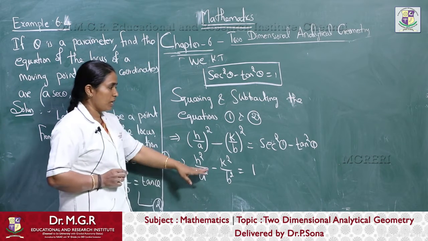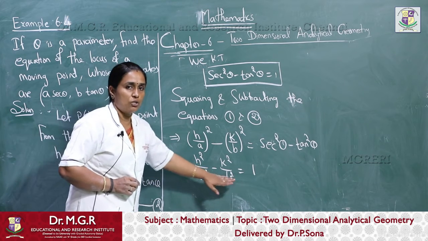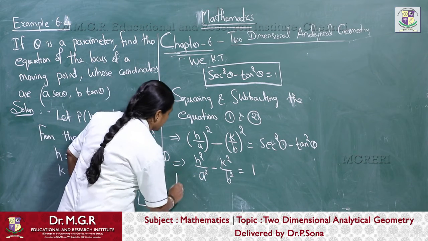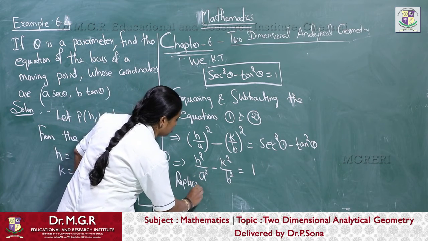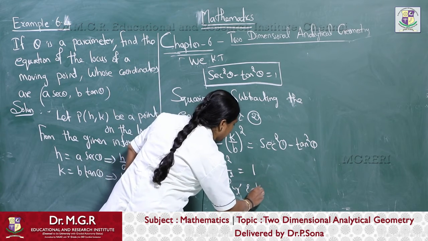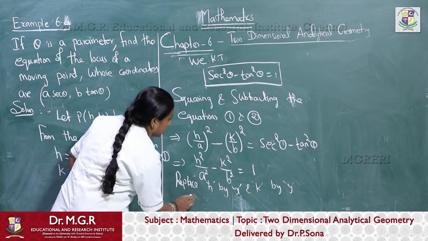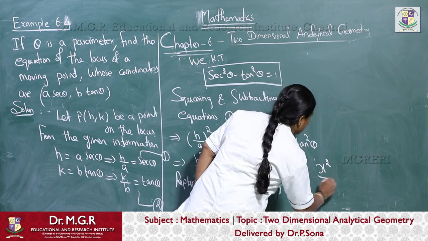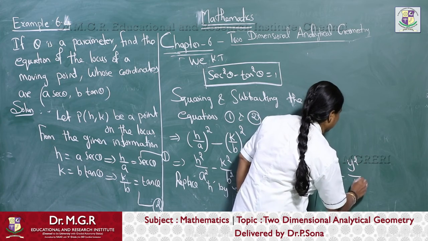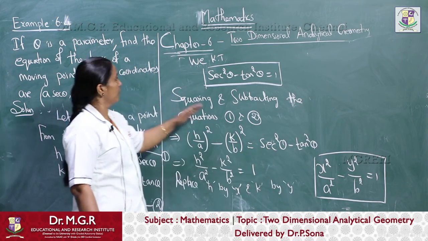Now we have eliminated the parameter theta, and we have the equation only in terms of h and k. So this is our answer. But before that we have to replace the values for h and k: replace h by x and k by y. We are getting the equation as x square by a square minus y square by b square is equal to 1. So this is the locus for the corresponding question.